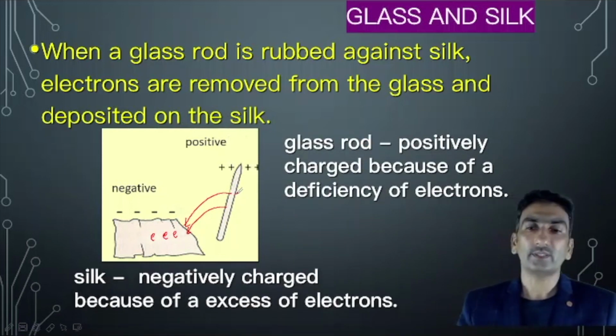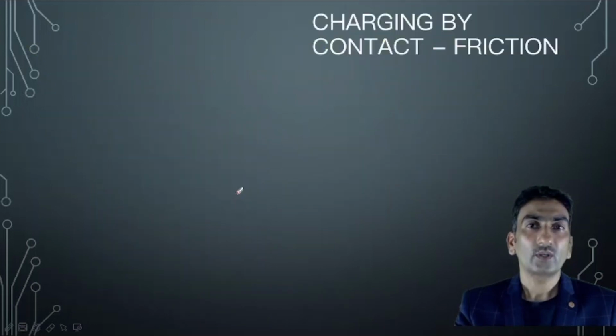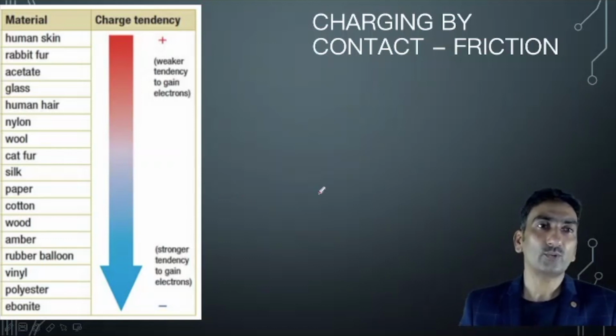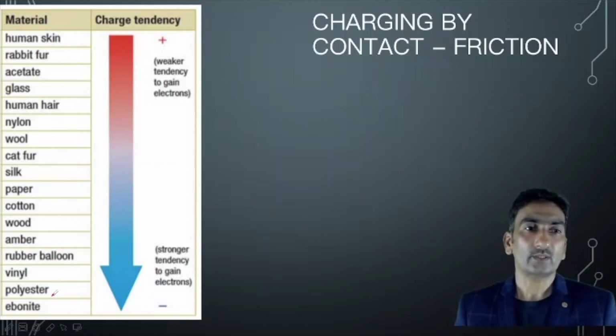Now the question is, which objects get positively charged and which objects become negatively charged? How can we decide it? To understand that concept, we have to follow the electrostatic series. In this series, there are so many materials written out there, starting with human skin, fur, and going on to the end, where ebonite is written.